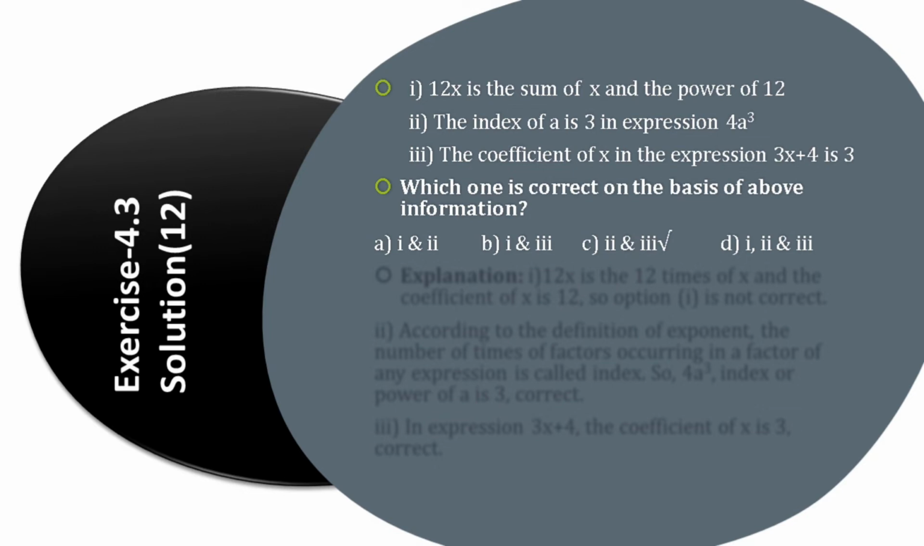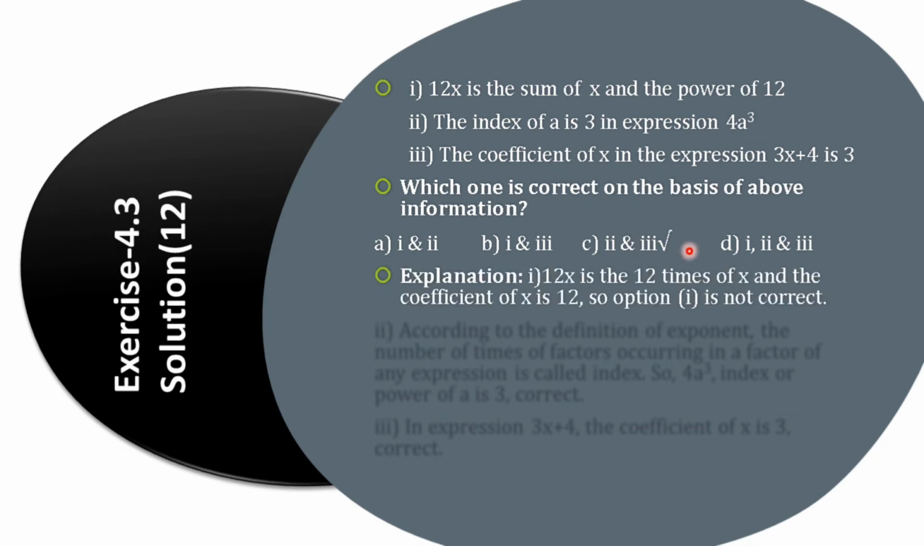Let us see the explanation. 12x is 12 times x and the coefficient of x is 12. So option 1 is not correct, my dear, because here the coefficient of x is 12, not the power. The power is x to the power 1, that means the power of x is 1. That's why number 1 is not correct.